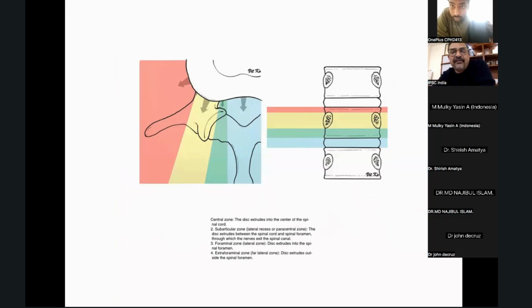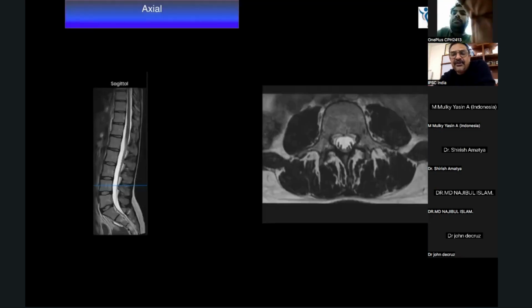This is the nomenclature we all know about: the central herniation, the paracentral or subarticular zone, which is just below the articular process, called paracentral herniation, then the foraminal herniation and the extraforaminal herniation. All these things we can see on MRI. The axial sections are good for this, and we must know how to read them.